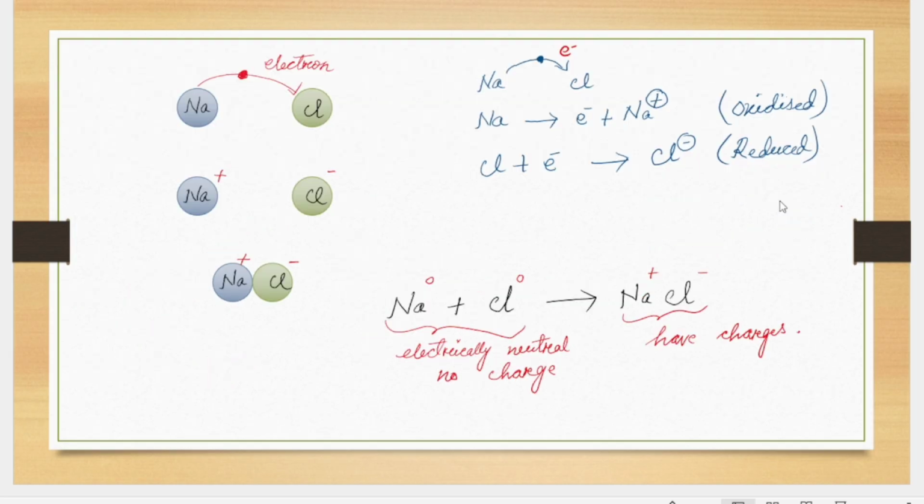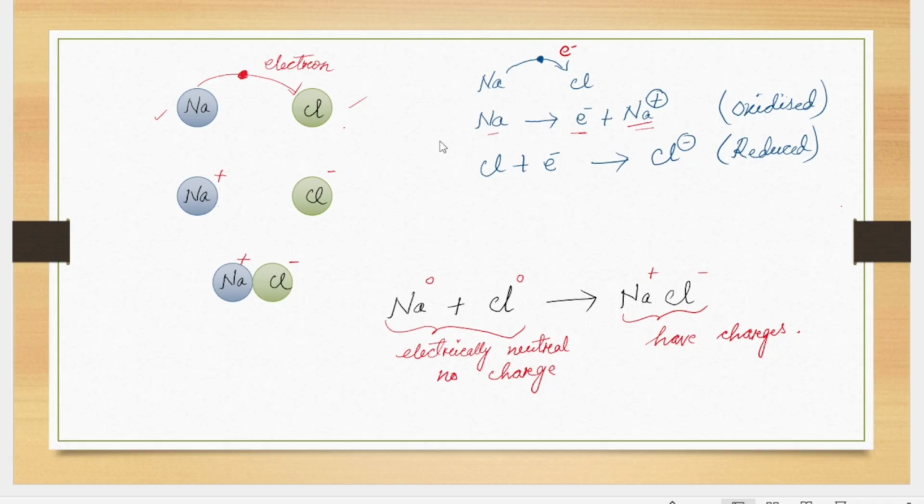Next, let me explain with the help of this example, sodium chloride. We are taking two atoms, sodium and chlorine. These are electrically neutral atoms, that means there is no charge between them. And there is a transfer of electrons between sodium and chlorine. Sodium is donating one of its electrons to chlorine. It is losing electrons and becomes Na plus.